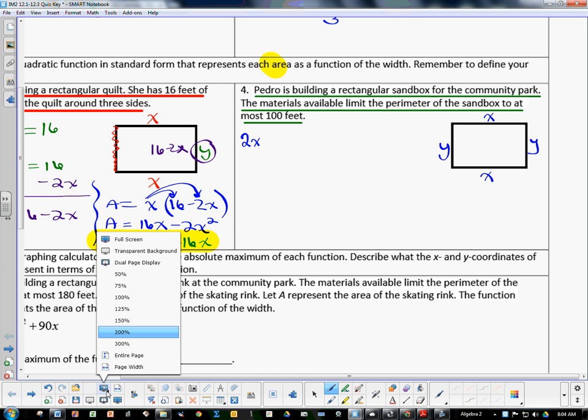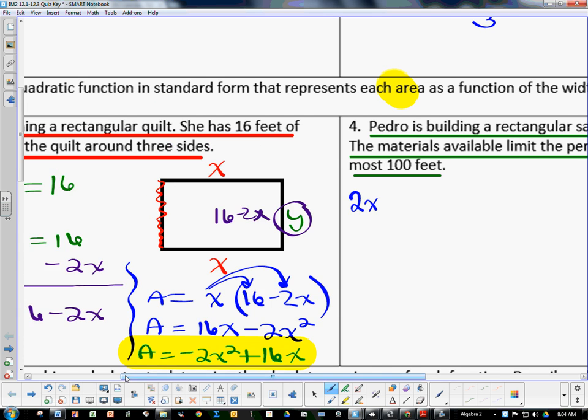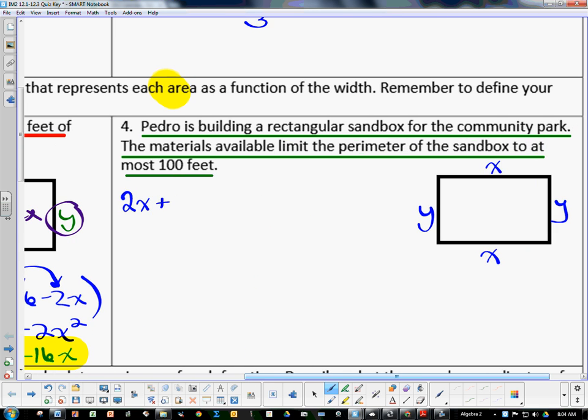So I have 2X. Let's zoom in. There we go. I have 2X plus 2Y is equal to 100. Remember, in the end, I'm going to have area is equal to length times width. So this is going to be area is equal to X times something. So I want to find out what that Y is in terms of X, right?